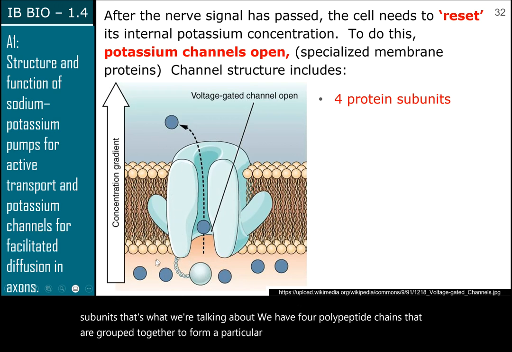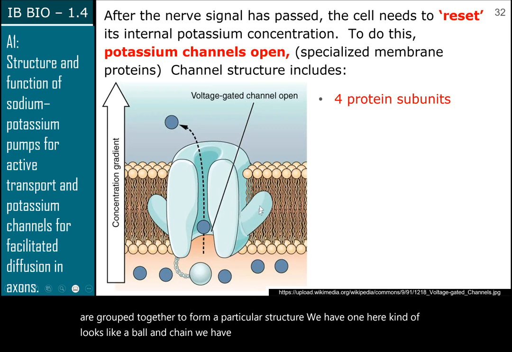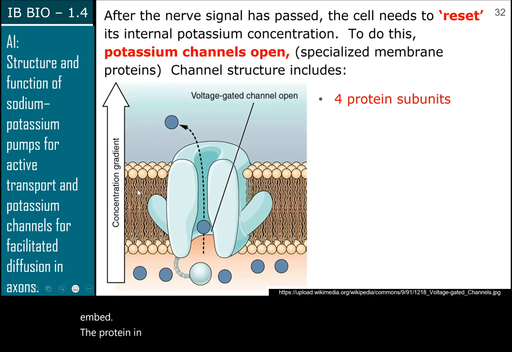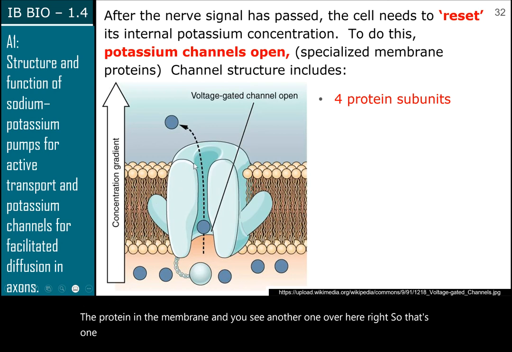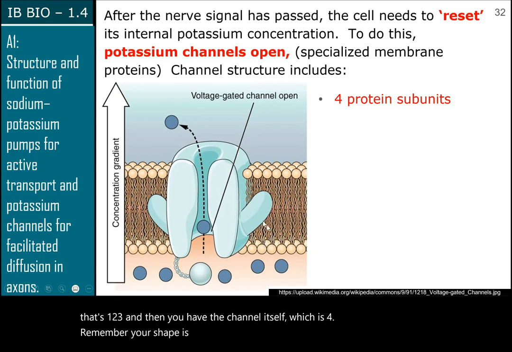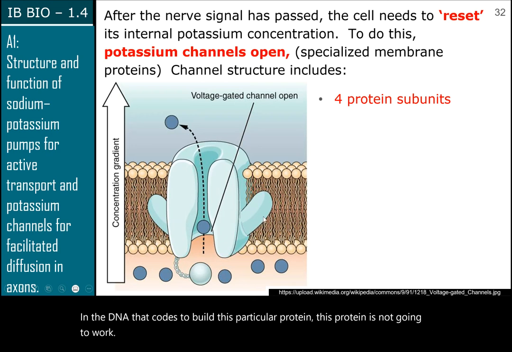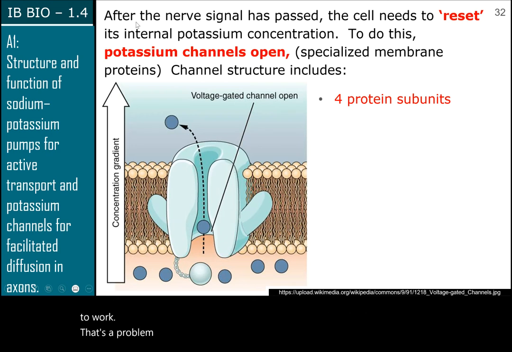We have one here, kind of looks like a ball and chain. We have one here, which is like a wing that helps embed the protein in the membrane. And you see another one over here, right? So that's 1, 2, 3. And then you have the channel itself, which is 4. Remember, your shape is your job. So if there's a mutation in the DNA that codes to build this particular protein, this protein's not going to work. That's a problem.